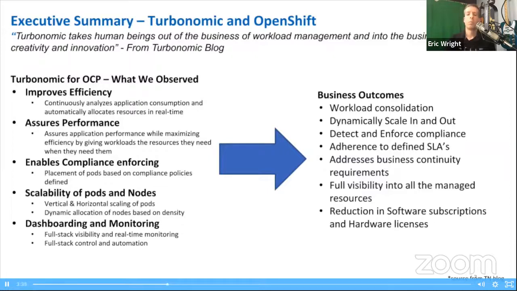And last but not the least, how do I ensure that it provides me a return on investment in terms of the licenses that could be reduced or the issues that could be quickly resolved in order to provide better business continuity? So these were the primary business outcomes with which we started this experiment. And what we saw as part of this evaluation is that Turbonomics was pretty much giving us the required business outcomes.